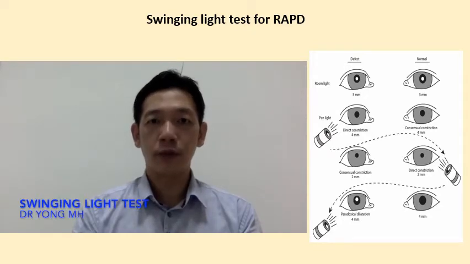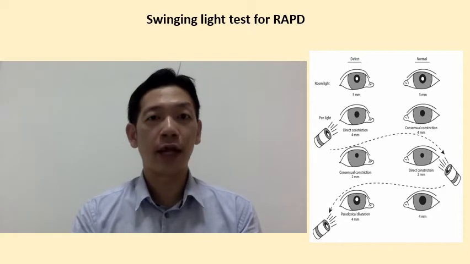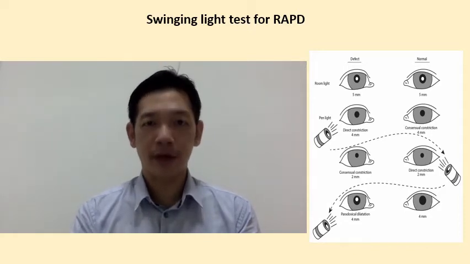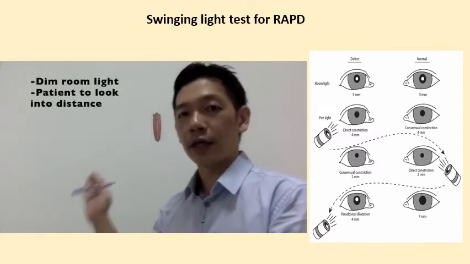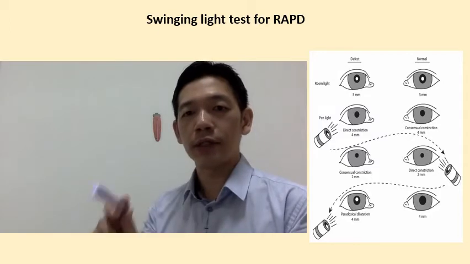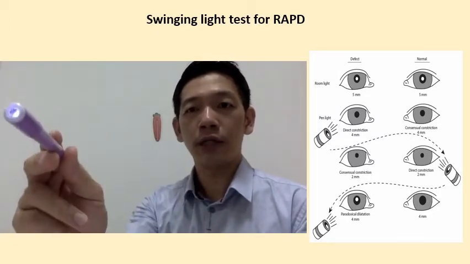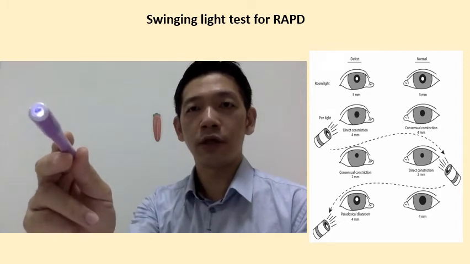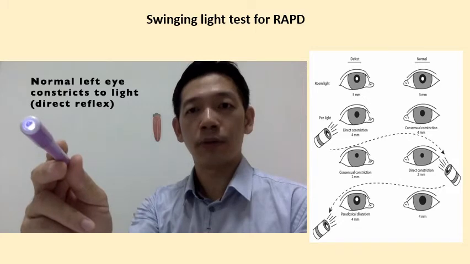Okay, next thing is to demonstrate to you what is RAPD, which stands for Relative Afferent Pupillary Defect. Okay, as a principle, the patient needs to look at the far target so that the pupil is relaxed. What we are going to do now is use a pen torch to check the patient's one eye first. You are expecting, if the pupil is fully functioning, that it will be constricting.